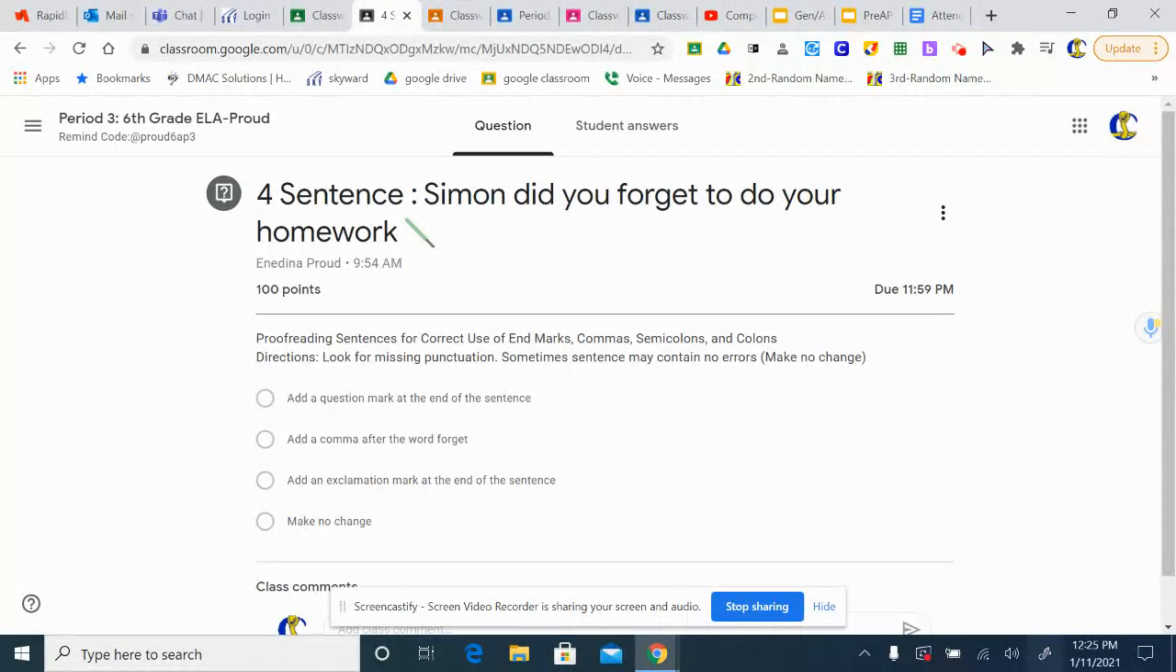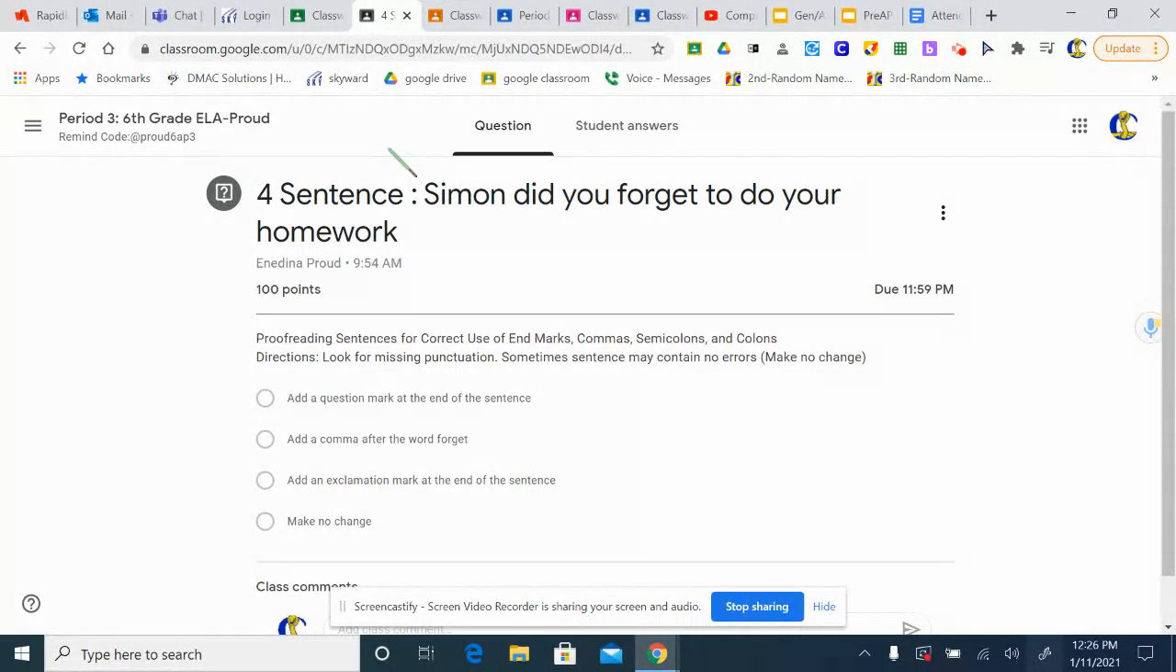So we look at the example sentence which says, "Simon, did you forget to do your homework?" Look at the answer choices. Do we add a question mark at the end of the sentence? Add a comma after the word forget? Add an exclamation mark at the end of the sentence? Or make no change? If I look at the sentence again, "Simon, did you forget to do your homework?" It asks a question. Therefore, the answer should be letter A.